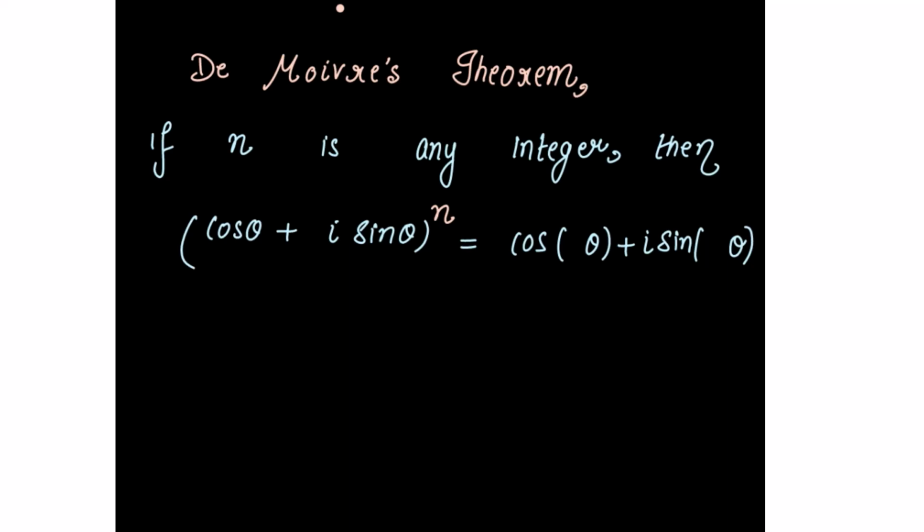If n is any integer, then (cos theta plus iota sin theta) to the power n is equal to cos of n theta plus iota sin of n theta, right? The power is multiplied with the angle. So this is de Moivre's theorem, and I'm going to use this theorem in the proof.